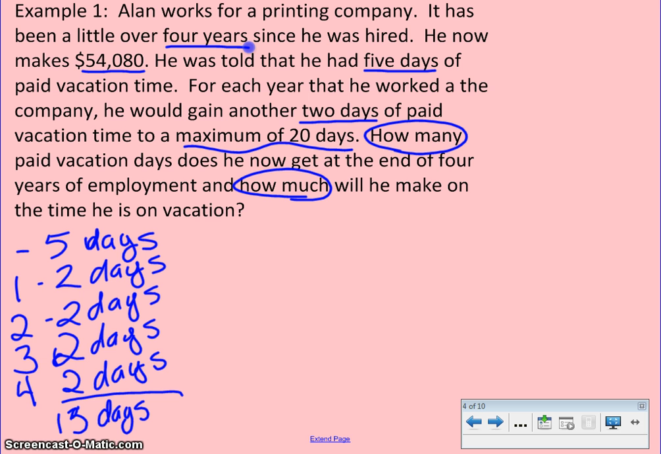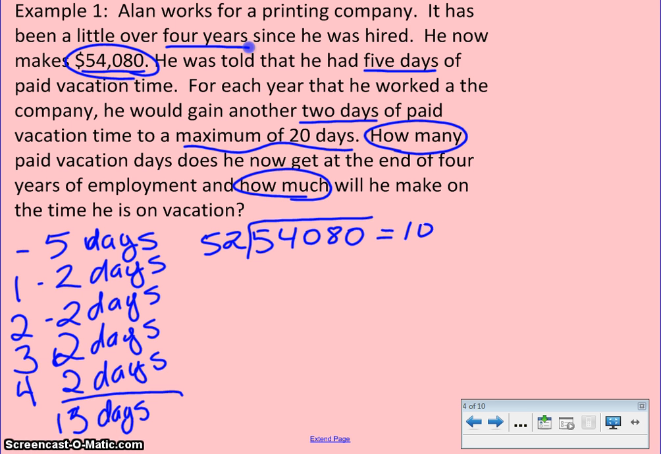Okay? The next thing that we need to do is we see here what he earns annually. We need to go ahead and break that down into weeks because that's how we are normally paid, is based on a 5-day work week. So if we look at that, we've got $54,080. If we divide that by 52, because there are 52 weeks in a year, we find that he earns a total of $1,040 in a week.